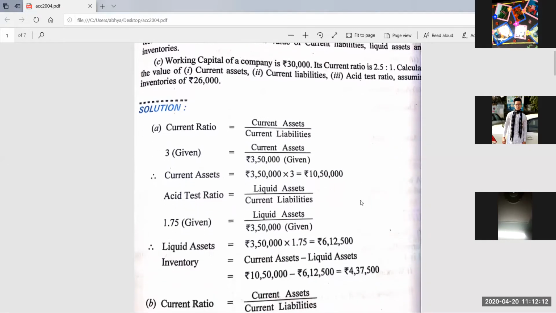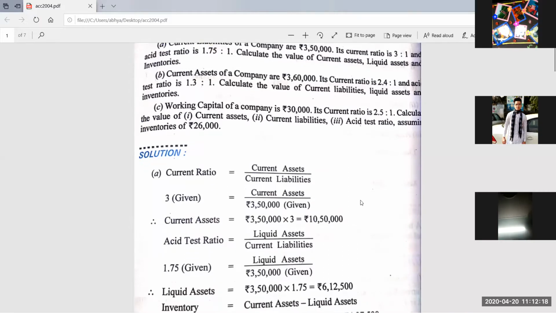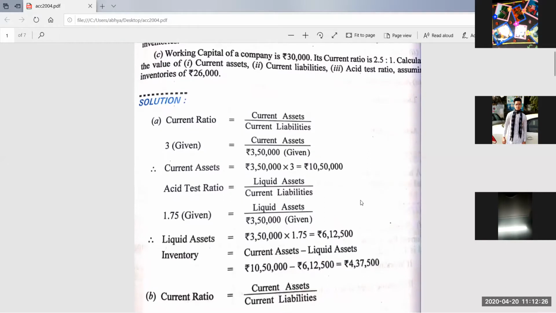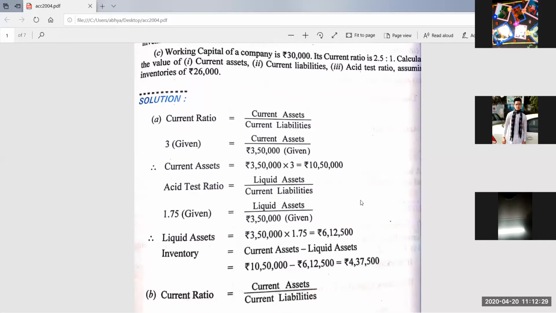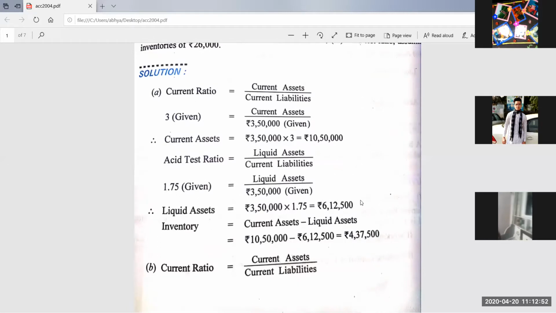So the answer of first question: what was asked in the first question? Current assets, liquid assets and inventories. So students, you can match your answer. Liquid assets 6,12,500. Just tell me whether it is correct or not. Inventory 4,37,500. Just tell me whether it is correct or not. Yes, Anmol, Kashish, you, Anushka Bansal, and many more students are writing, then it's correct. So no doubt in this question. Now I'm going for the another question.